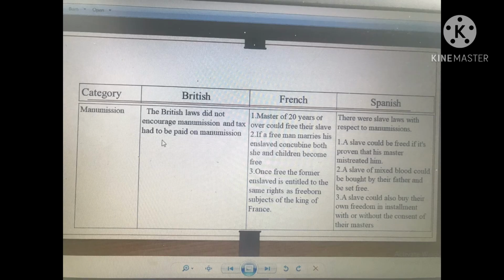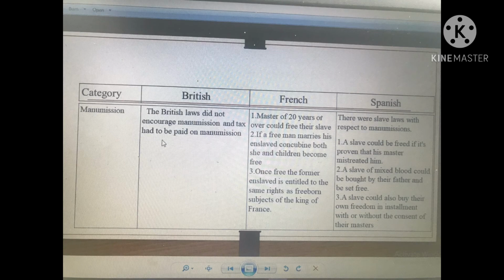In the French slave law, masters of 20 years or over could free their slaves. And if a man had a child with his enslaved concubine, both she and her children could be free if they were married. And 3, once freed, the former enslaved was entitled to the same rights as those who were born free in the French territories. However, they had to respect their former masters, his wife, and his children.